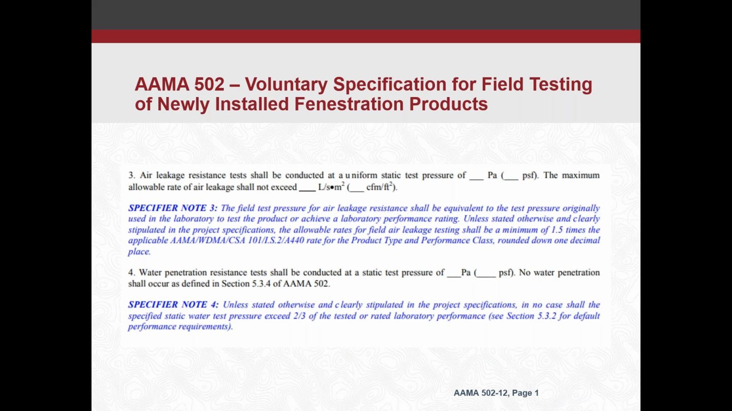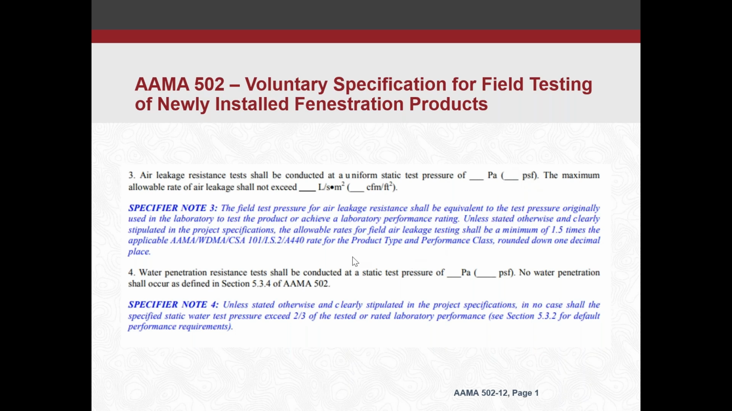So to fill this in properly, basically you have to look up the exact product that you have and go into the MAPS document and find the rate for that product type and see what it was tested at. So the field test pressure itself, let's say it was tested at 1.57 PSF in the laboratory test, you would put that here.